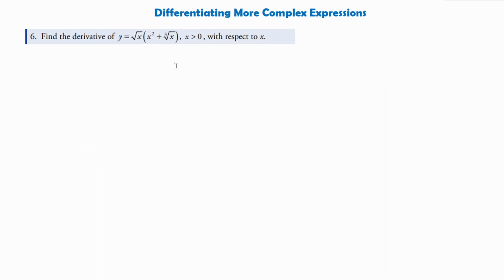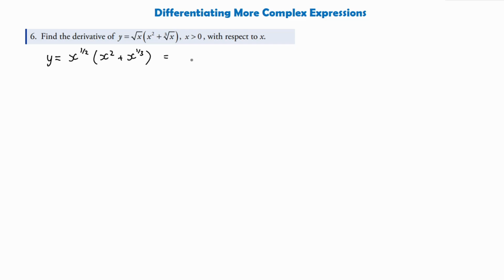This is going to be our final example on differentiating with a complex expression. And this time we're asked to find the derivative of y equals the square root of x times the stuff in this bracket. Now, if you remember, we need to begin by preparing to differentiate by expanding the brackets. Well, in this case, I'm going to start by making sure we've not got any surds. So I'm going to say that this is x to the half times x squared. And then the cube root of x is simply x to the third.